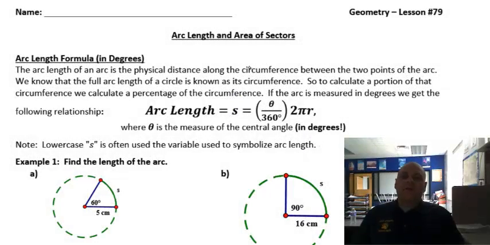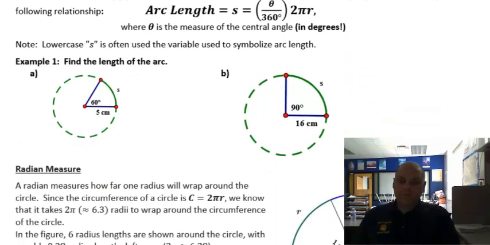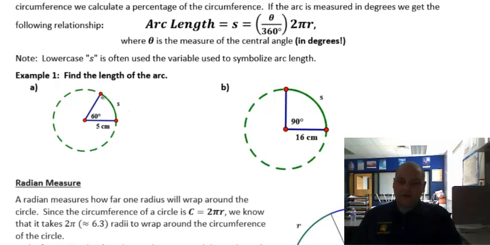All right, in this lesson we're going to be taking a look at arc length and area. We're going to start off with arc length of a circle. We already know what an arc is. If you take a look at example 1 here, an arc could be this piece right here.